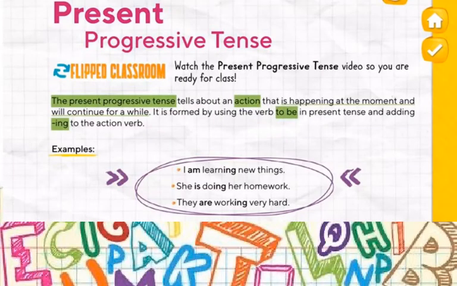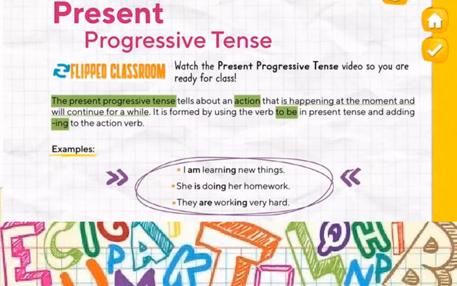Now, as we've learned, the present progressive tense tells about an action that is happening at the moment, and it will continue for a while. It is formed by using the verb to be in present tense and adding ing to the action verb. For example, I am learning new things. Am is the verb to be. Learning is the present progressive tense. It's the verb with the ing ending.